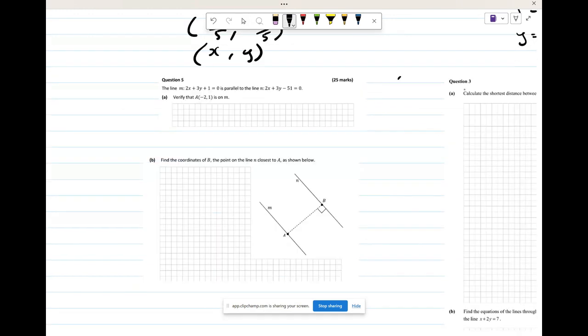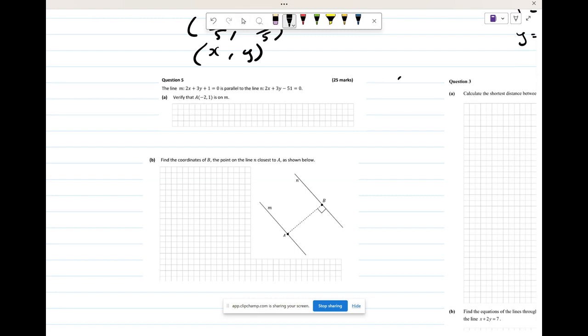So the next question says the line m, which is 2x plus 3y plus 1 equals 0, is parallel to the line n, 2x plus 3y minus 51 equals 0. Verify that A minus 2, 1 is on m. So how do we verify a point is on a line? Well, we're just going to sub in, if this is x, y, we're going to sub in x, y. Everywhere we see x, we're going to sub that in. Everywhere we see y, we're going to sub that in.